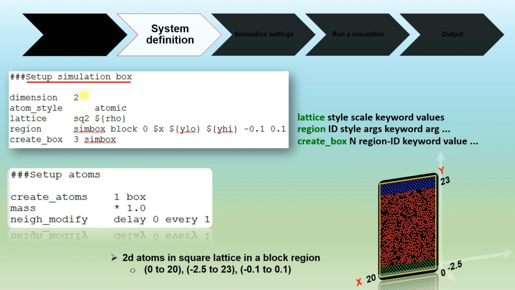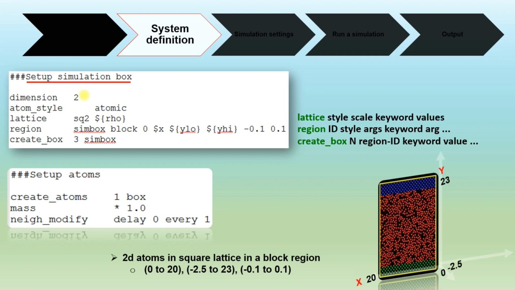Fifth command here is the create box command. Its syntax is create_box, N, region-ID, keyword and value. N means the number of atom types to use in this simulation. In the present case it is 3, meaning there are 3 types of atoms. Region ID means the already defined region to use as the simulation domain, which is simbox here, which is the region we have defined earlier in the previous command.